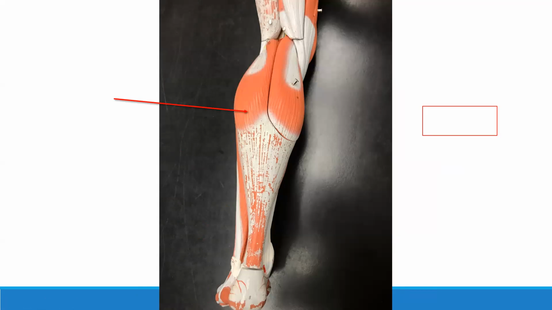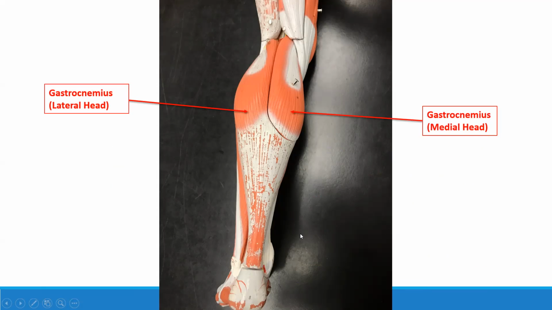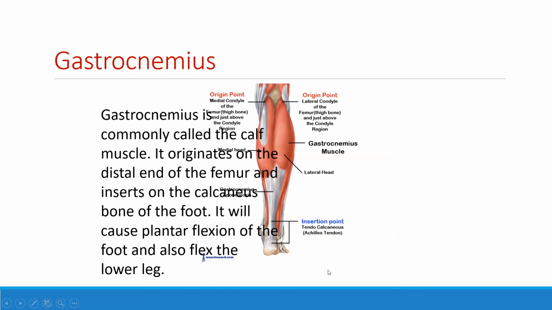Their insertion is on the calcaneus bone of the foot by way of the Achilles tendon. This is the Achilles tendon right here. So there is the gastrocnemius lateral head, gastrocnemius medial head. They come together and they are attached to the calcaneus by the Achilles tendon. And there's our gastrocnemius muscle, lateral head, medial head, and the Achilles tendon right here.